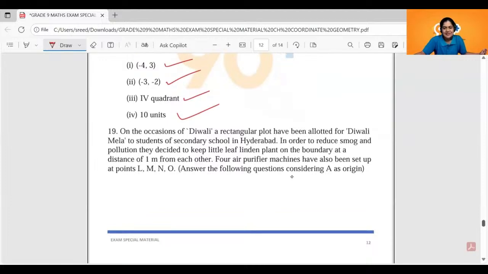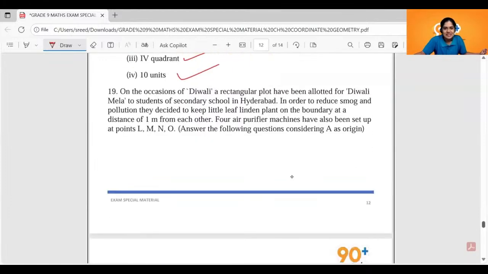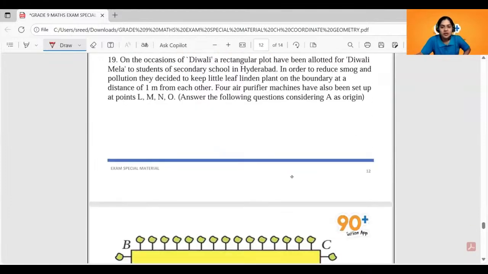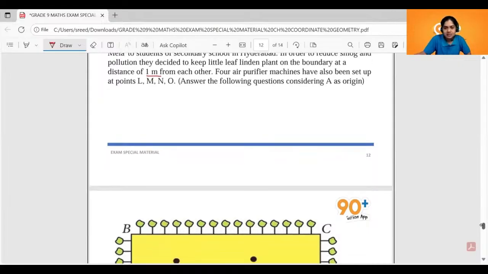Now we have reached the last question of this. On the occasion of Diwali, a rectangular plot has been allotted for Diwali Mela to students of secondary school in Hyderabad. In order to reduce smoke and pollution, they decided to keep little leaf linden plants on the boundary at a distance of 1 meter from each other.